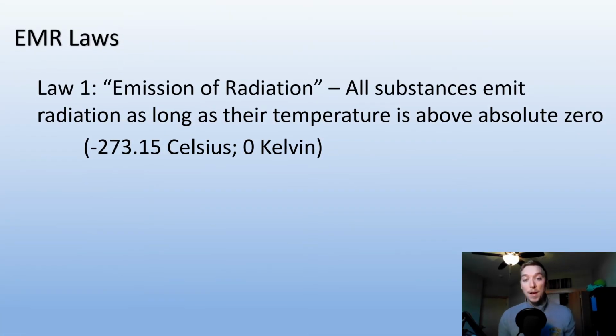So let's look at some of our electromagnetic radiation laws. There are 4 that we're going to really focus on today. Law 1 is simply the emission of radiation. All substances emit radiation as long as their temperature is above absolute zero, which in Celsius is negative 273.15 degrees Celsius. In Kelvin, it's 0 Kelvin. So that's the first law. Pretty simple.